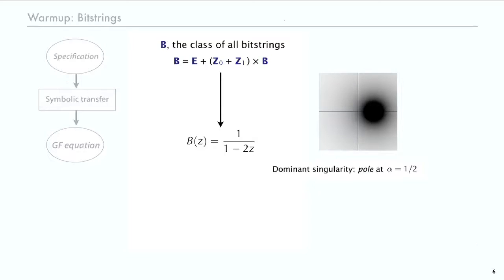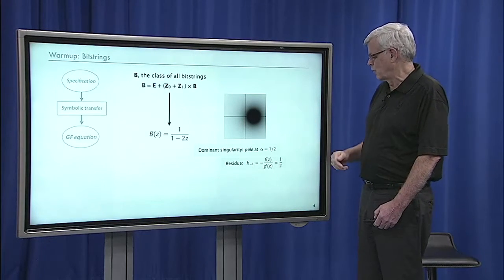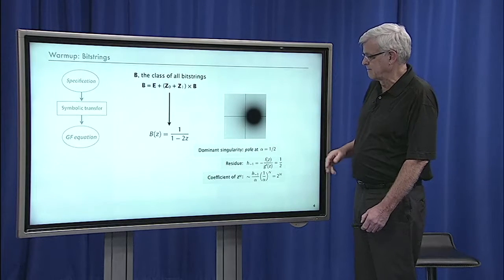There's a pole at alpha equals 1/2, and this is the magnitude plot of the function 1 over 1 minus 2z, and things get big at alpha equals 1/2. Then the residue: the f of z in this case is 1, the g of z is 1 minus 2z, the derivative of g of z is minus 2, the minuses cancel, and the residue is 1/2. And so then the theorem says that our coefficient is those two things divided, which is just 1, and our exponential growth factor is 1 over alpha, which is 2 to the n.